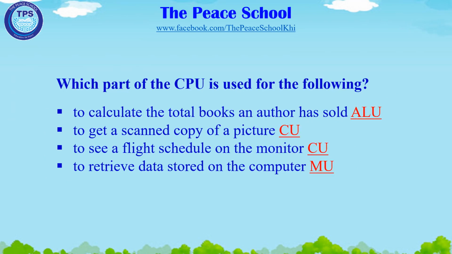Here we have answers. Number one is arithmetic and logic unit. Number two, control unit. Number three is also control unit. And the last, number four, is memory unit.